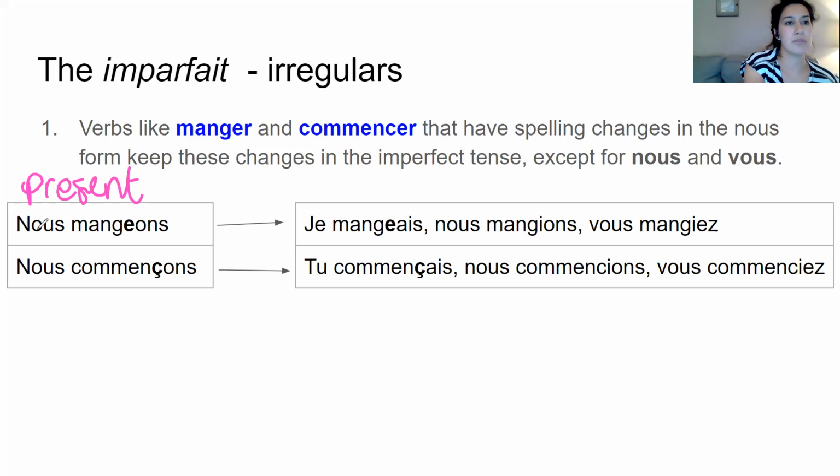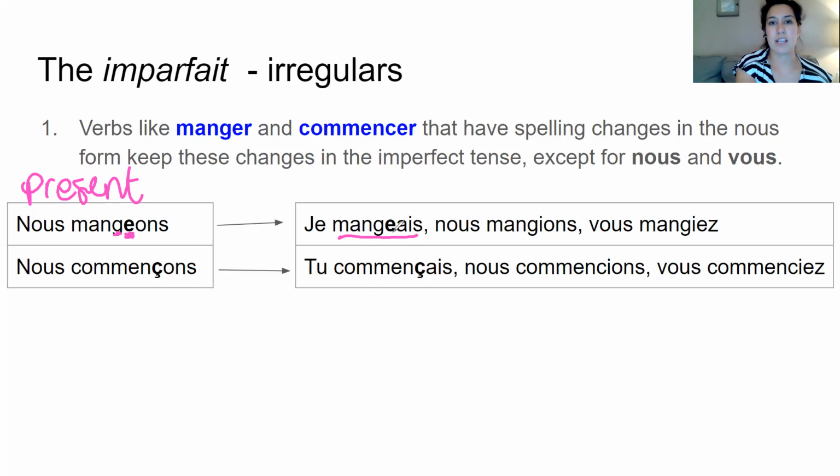Okay, so in the nous form, we have nous mangeons, and we have this E right here. This is irregular because usually we just add ONS, right? But in the present tense, we have this because otherwise it would be like mangons. So the E helps make this G sound soft, mangeons. And so this spelling change that we have here, which is irregular, just continues. Je mangeais, I used to eat, or I would eat. So when I was younger, I would eat candy, pizza, whatever. I used to eat broccoli.